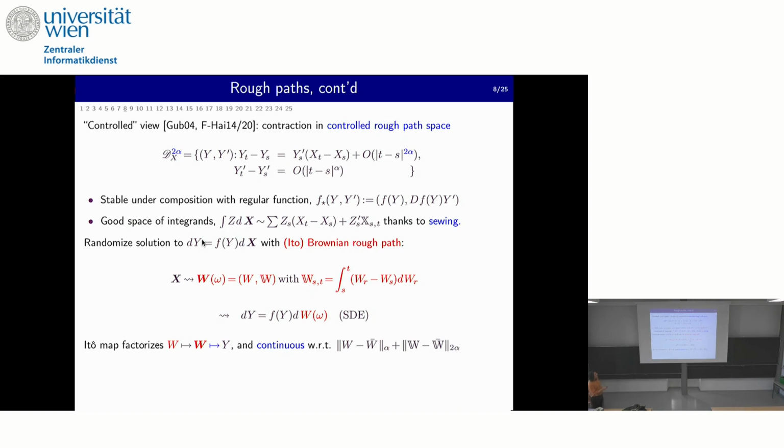And then the lemma that does this for you, this is the statement: the limit exists as the mesh size of your partitions goes to 0. That's the Sewing lemma that does it for you.